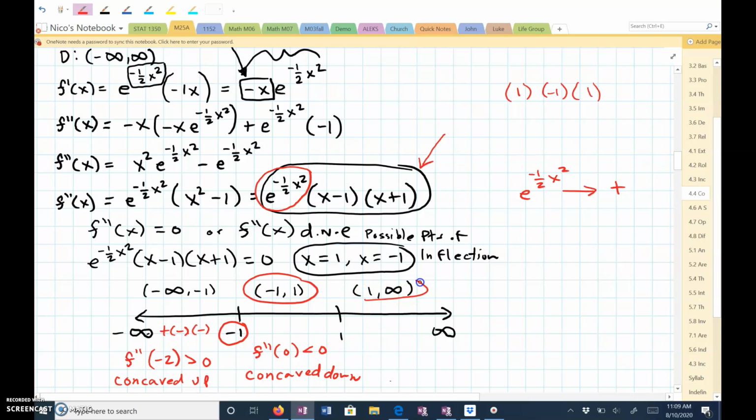Finally, this last interval, I'm going to pick 2. So f double prime of 2. Remember, this is always going to be positive. So that's going to be positive. Put 2 in here, that's going to be positive. Put 2 in there, that's going to be positive. Positive times positive is positive, greater than 0. So this is going to be concave up.